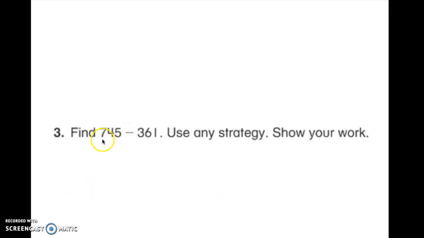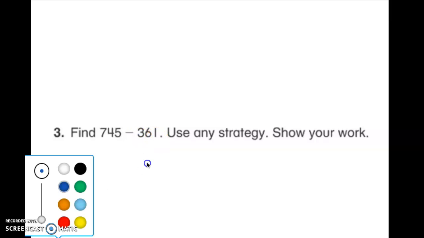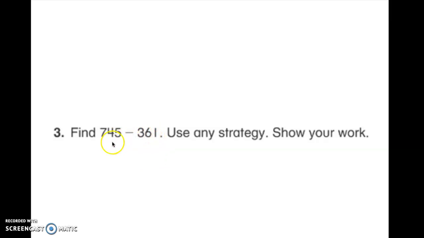So we have 745. Right here we have 3 hundreds, 6 tens, and 1 one. So first we need to take away our hundreds. So we have 700 minus 300. So I'm going to write this. 7 minus 3 is 4. So we'll put a 4 here, and then our 4 and our 5 stay the same. So now my new number right now is 445.